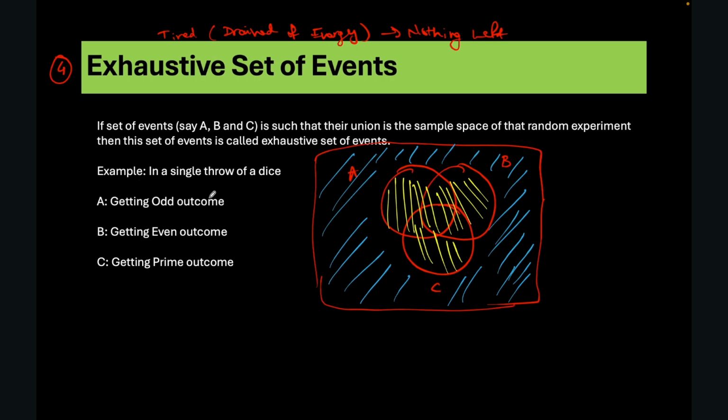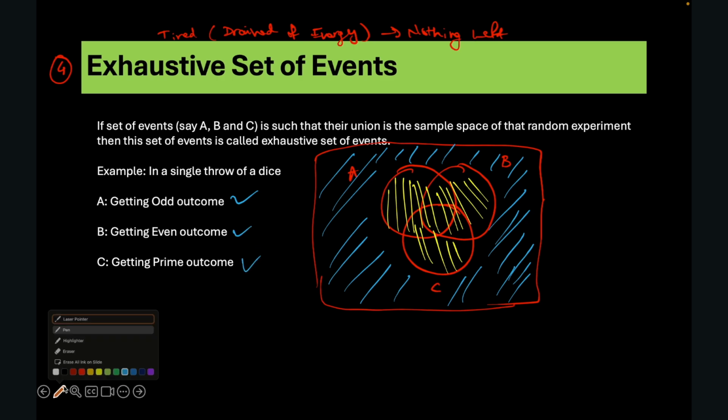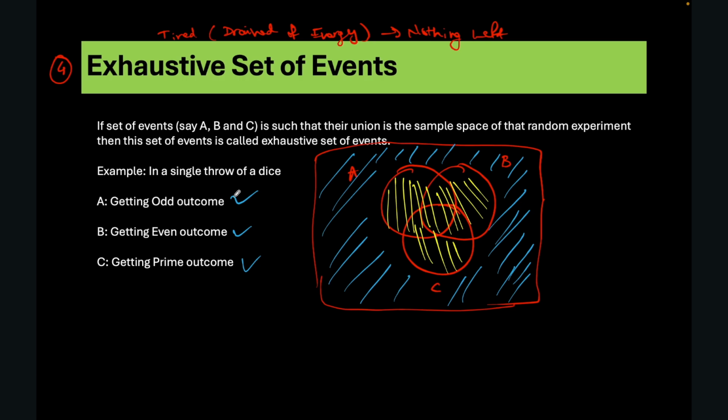Okay? For example, in a single throw of dice, getting an odd outcome, getting an even outcome, or getting a prime outcome. It's exhaustive. Why? Let's take a look at it. What are the possibilities of getting an odd outcome? Odd outcome: 1, 3, 5. Then you have 2, 4, 6 for even outcomes. What are the prime numbers? Well, they are 2, 3, and 5. Don't take 1.